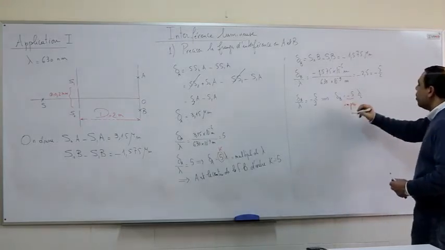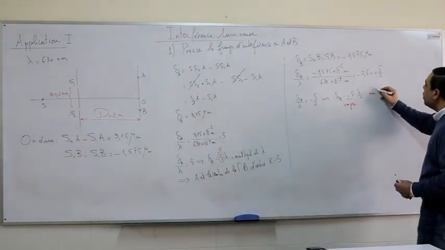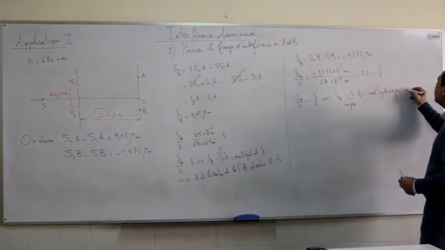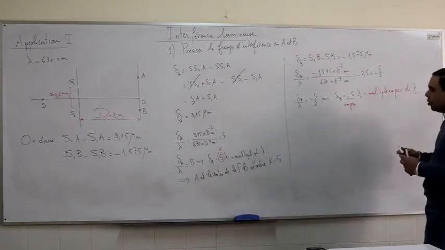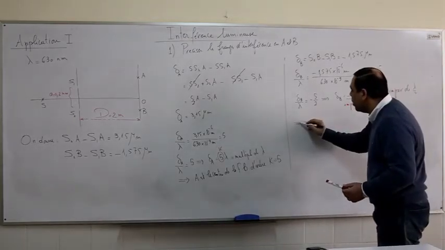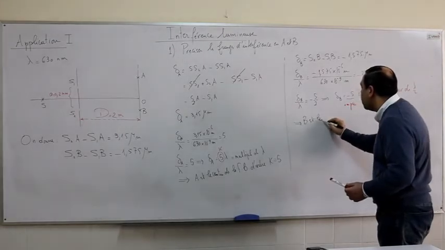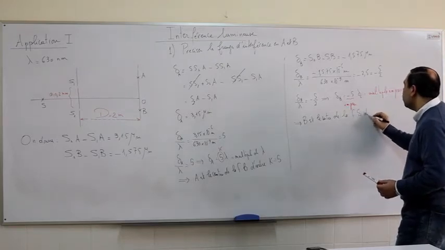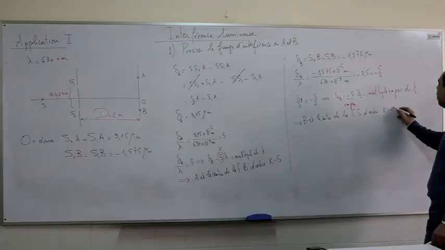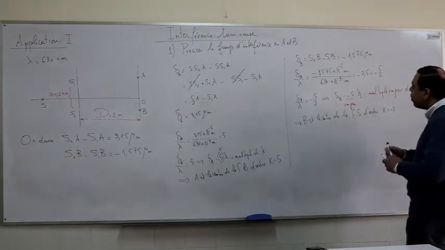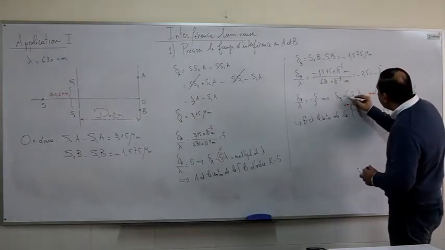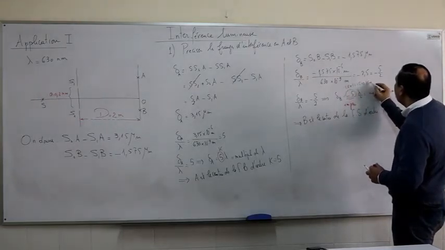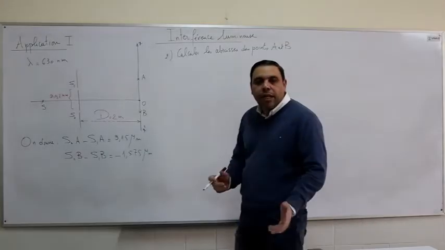Note that minus 5 is an odd number, then the optical path difference is an odd multiple of lambda over 2. Then B is the center of the dark fringe of order k equals minus 3. How did we find k? This minus 5 is actually 2k plus 1. Thus k equals minus 3.